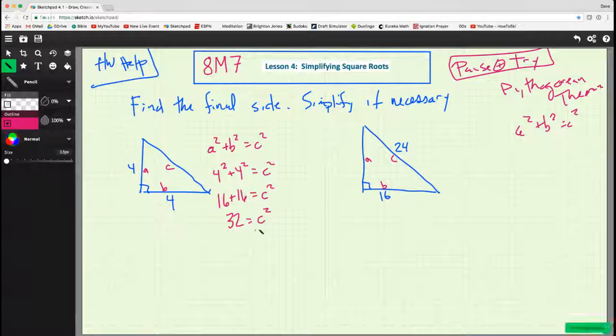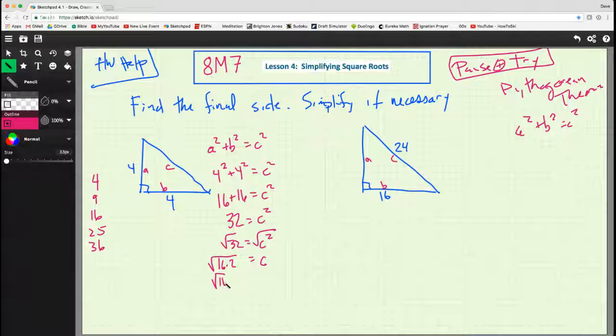So let's take the square root of both sides. So c squared, the square root of c squared equals the square root of 32. And so the square root of c squared is c. So the square root of 32 can be simplified because, let's see, let's write our numbers down over here. 4, 9, 16, 25, 36. Well, because a 16 will go in. So we get the square root of 16 times 2, which is the square root of 16 times the square root of 2, which is equal to 4 root 2 equals c. So this is 4 root 2.